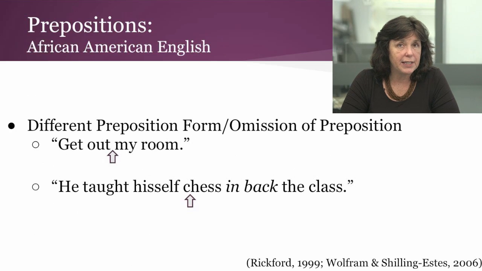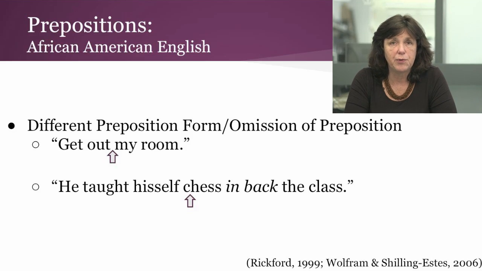In African American English, prepositions may be omitted or expressed differently than in Standard American English. For example, in get out my room, we have the omission of the preposition of. We also have variation in preposition use, such as, he taught himself chess in back the classroom. Here we also have our regularized reflexive pronoun, himself.